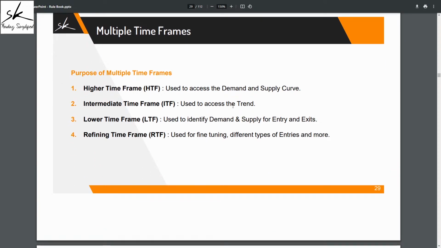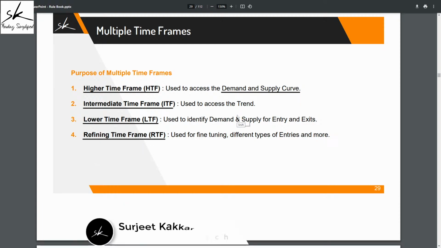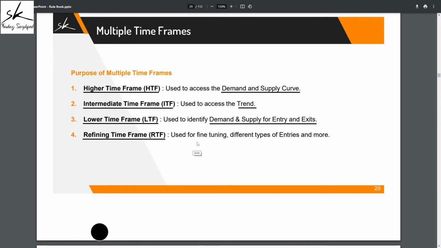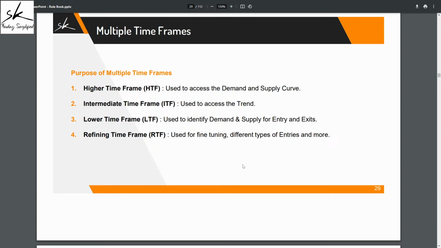So what are the multiple time frames we use? We use a minimum of 4 different time frames, and we call them the higher time frame HTF, intermediate time frame ITF, lower time frame LTF, and the refining time frame RTF. Higher time frame is used for demand supply curve analysis, intermediate is used for trend analysis. On the lower time frame, we identify areas of demand and supply for our entries and exits, and the refining time frame can be used for multiple purposes like fine-tuning the zone, different kinds of entries like your type 2, type 3 entries, or in case we need to apply some additional rules, that is also where this time frame can help us.